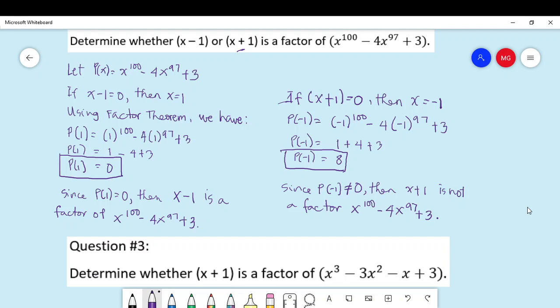For the third question, determine whether x plus 1 is a factor of the polynomial x cubed minus 3x squared minus x plus 3. For the solutions of this question, please PM it to me.